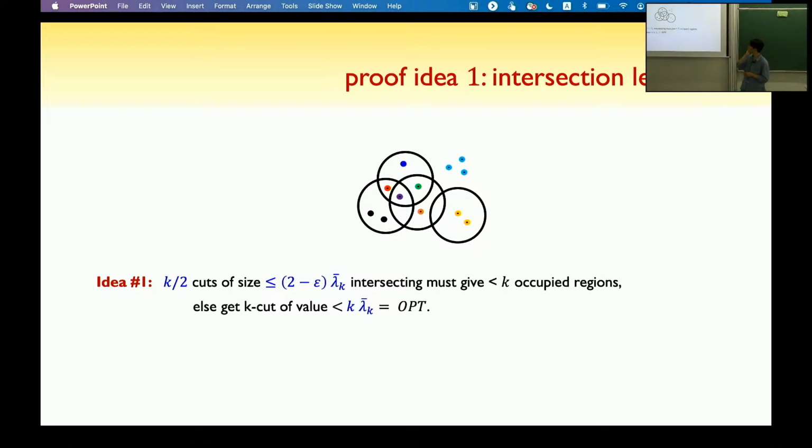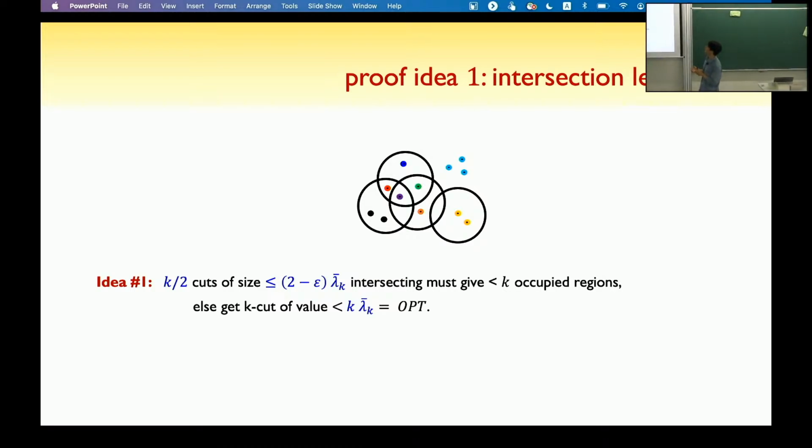So then, the number of edges we deleted is k over 2 times (2 minus epsilon) times lambda k bar, which is strictly less than k lambda k bar, which is our bound. So this is a contradiction. Okay, so this is our first forbidden structure.